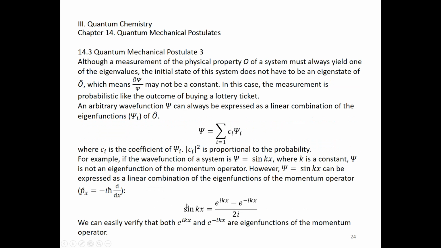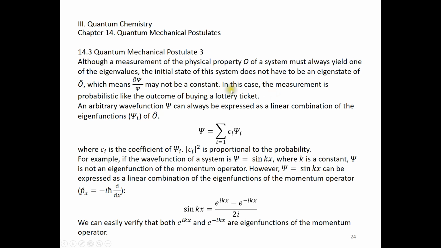Although a measurement of the physical property O of a system must always yield one of the eigenvalues, the initial state of the system does not always have to be an eigenstate of the operator O, which means O psi over psi may not be a constant. So what will happen if you try to measure the physical property O?